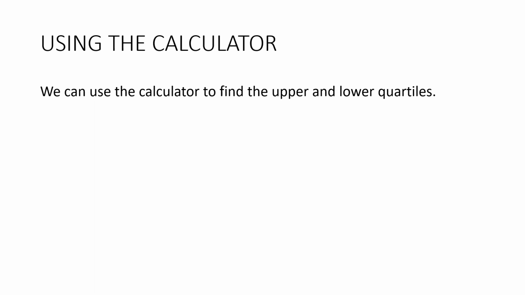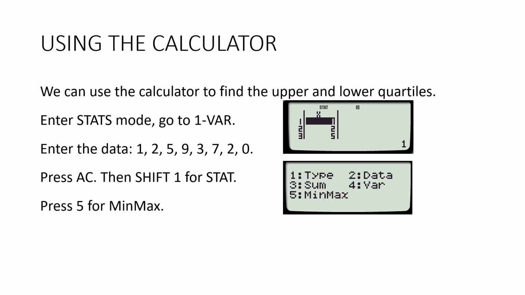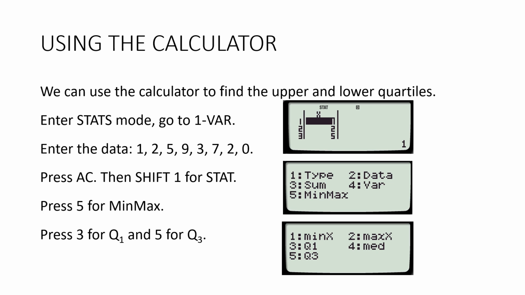We can also use the calculator to find the upper and lower quartiles, and it's in the same menu as the median. So let's enter stats mode and then enter some data. Remember to press AC. Then shift 1 for stats to open your stats menu. And we want 5 for min max. And have a look here. We have quartile 1 sitting there at 3 and quartile 3 sitting there at 5. And it won't give you the interquartile range, you'll have to work that out yourself. But 6 take away 1.5, the interquartile range is 4.5.